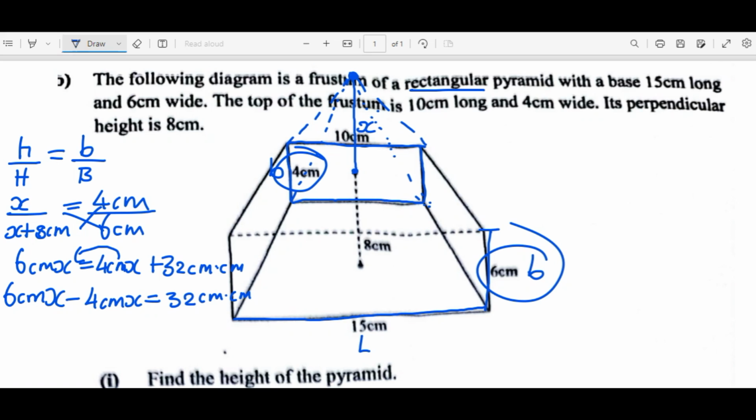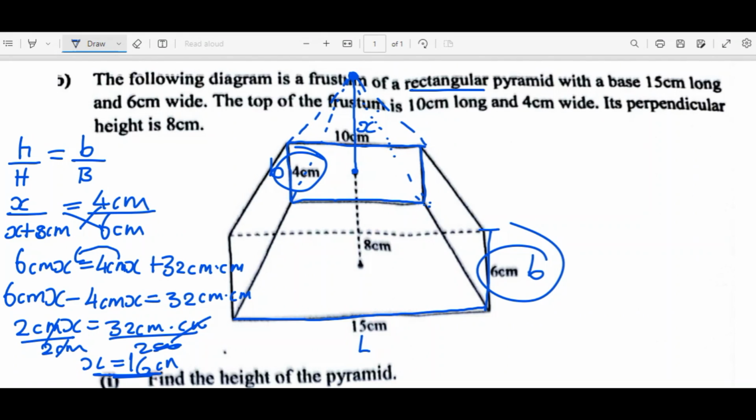So if we subtract this, we get 2x is equal to 32. So if we divide by 2 on both sides, then x is equal to 32 over 2, which is 16 centimeters. So that is the height of the smaller pyramid. But for the total, we just have to say 16 plus 8, then we get 24.